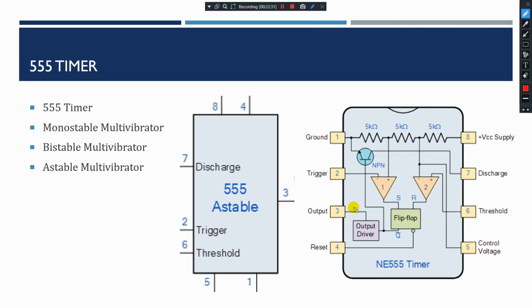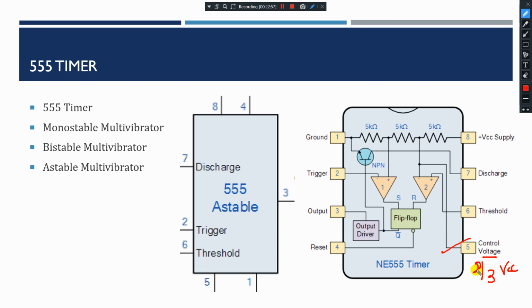So coming to pin number 5, it is called control voltage. This pin controls the timing of your 555 by overriding the 2/3 of VCC level. Previously we studied about 1/3 of VCC. Here we speak about the 2/3 of VCC level of your voltage divider network. So your timing is controlled by this control voltage.